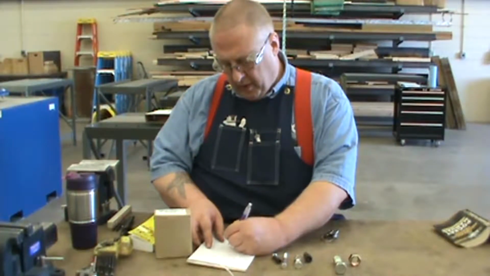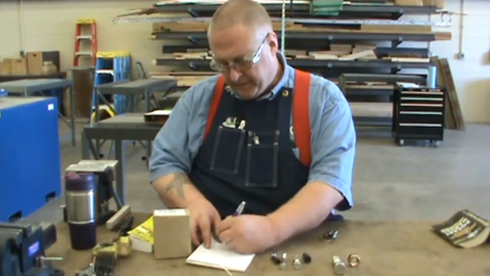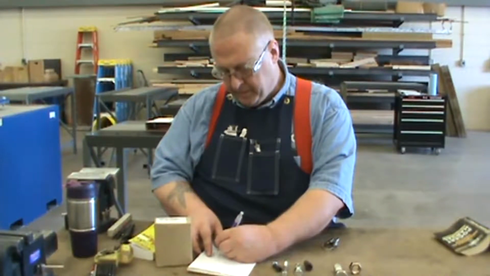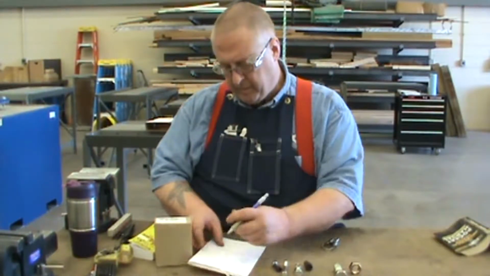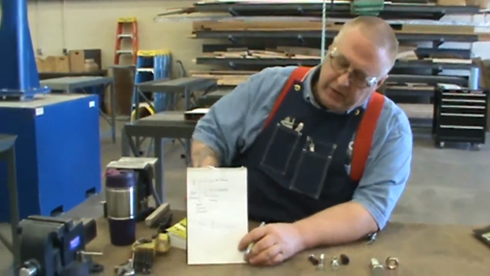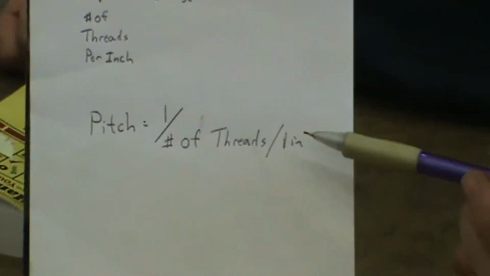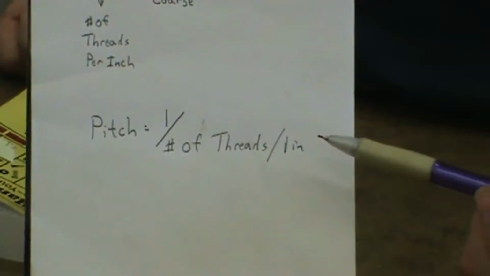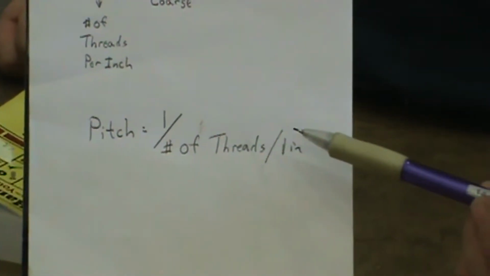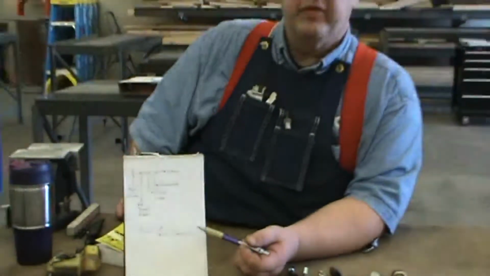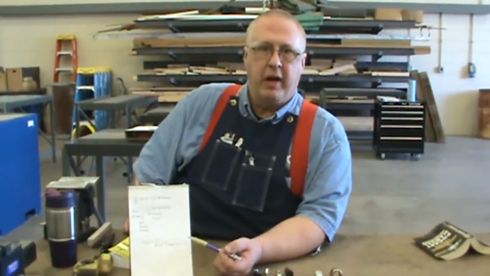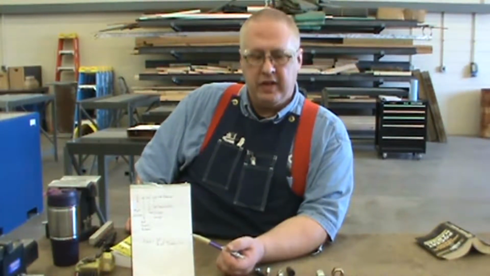Pitch is 1 over the number of threads per inch. Well, if I have 16 threads in 1 inch, it'd be like a steel rule. How many 16ths can I get in 1 inch? 16. Well, I take 1 divided by 16, that's 1/16 of an inch.